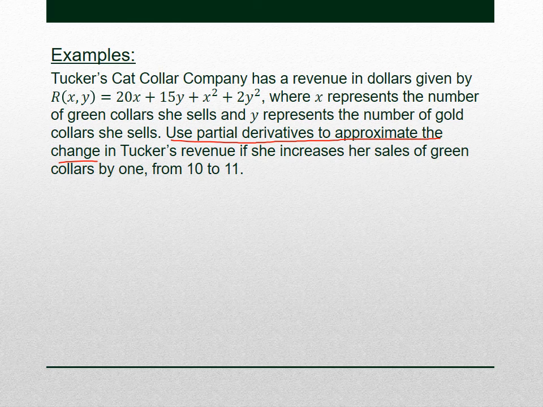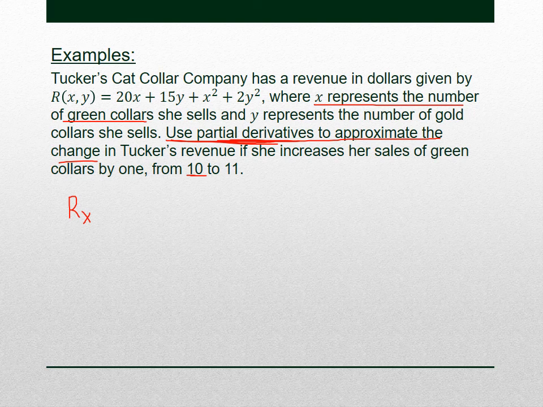So remember when we did marginal change, we took the derivative and plugged in our original value. So we're going to do something very similar here. We're going to take a derivative and plug in our original value of 10, but we're going to use the partial derivative. We're only going to take the derivative where the thing that's increasing is changing. So what's increasing here? She's increasing her sales of green collars, and that was x. X is the number of green collars. So if we look at our x, the partial with respect to x, that will estimate this change in revenue when her green collars sales increase.